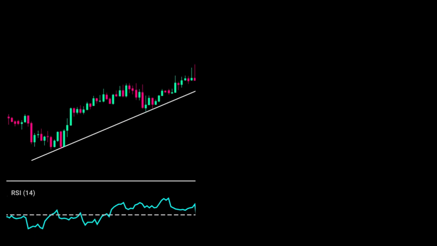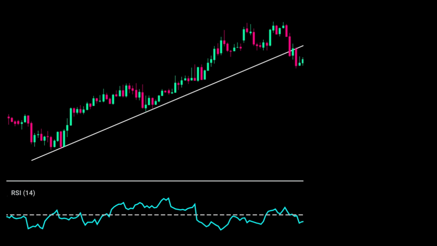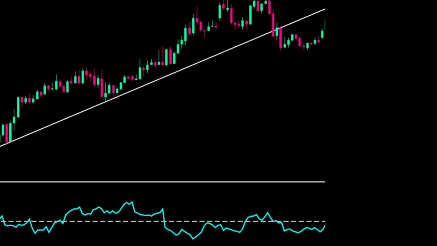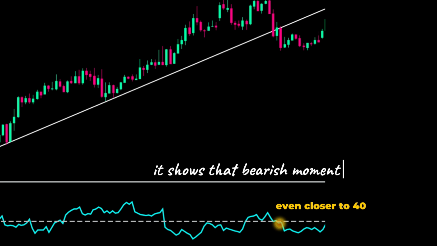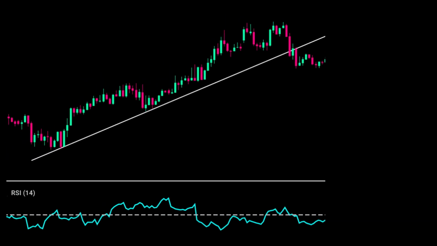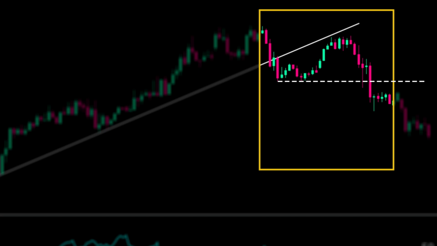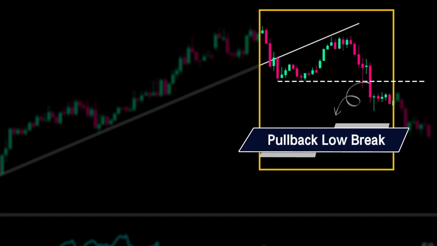Quick example, breakout in an uptrend. In this real example, the market is in an uptrend, but then price breaks below the trend line. That's your first clue that something might be changing. Next, check the RSI. If it drops under 50 or even closer to 40, it shows that bearish momentum is building. Then comes a strong red candle like a bearish engulfing, confirming that sellers are stepping in. Now here's the key. If the price breaks below the swing low created during the pullback, that's a high probability short you don't want to miss.